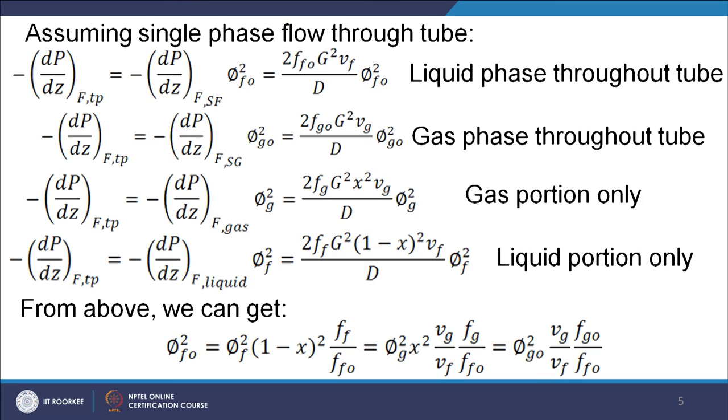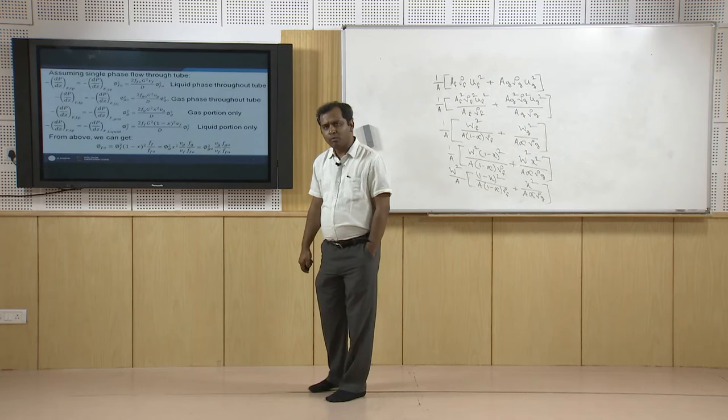Now, if we are considering that the whole pipeline is occupied by the gaseous phase, obviously the friction force will be 2 into FGO, gas only. So, the friction factor will be calculated based on the gas properties, densities and viscosities, as well as we have the gaseous density or gaseous specific volume into the picture, multiplied by phi GO square. Now, two more considerations are there also.